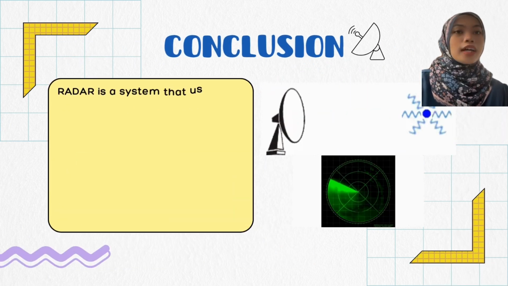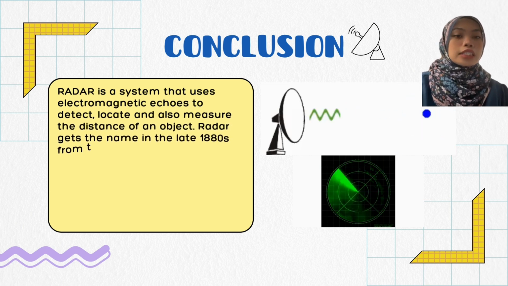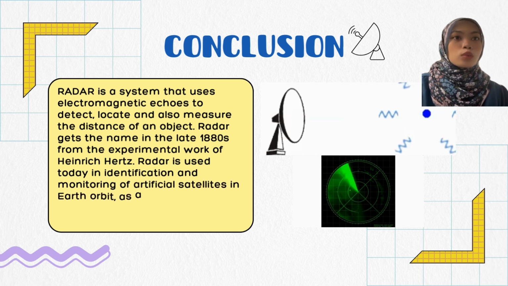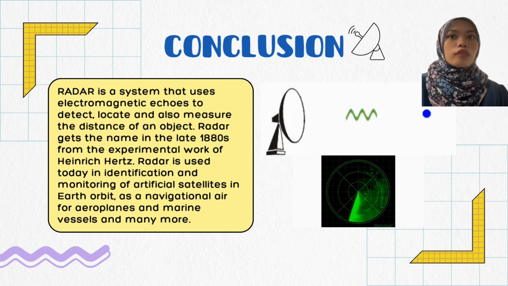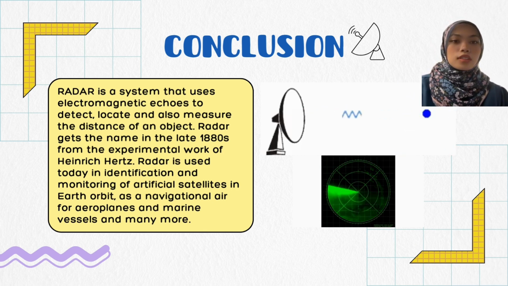In conclusion, radar is a system that uses electromagnetic echoes to detect, locate, and also measure the distance of an object. Radar got its name in the late 1880s from the experimental work of Heinrich Hertz. Radar is used today in the identification and monitoring of artificial satellites in Earth orbit, as a navigational aid for aeroplanes and marine vessels, and many more.